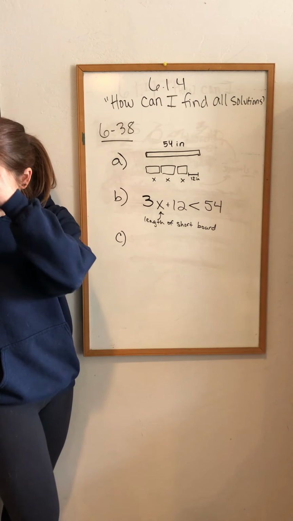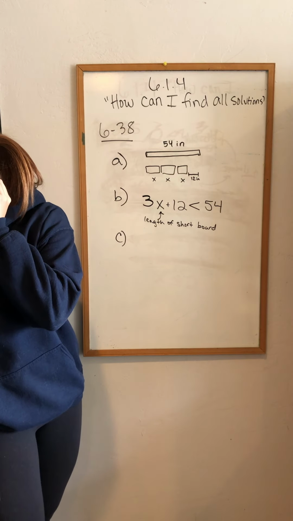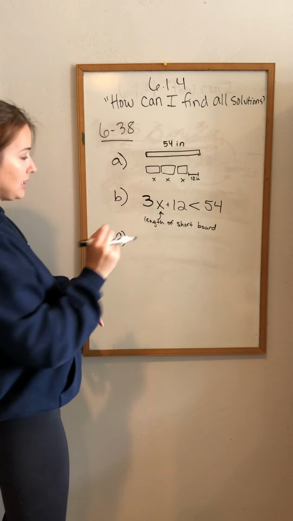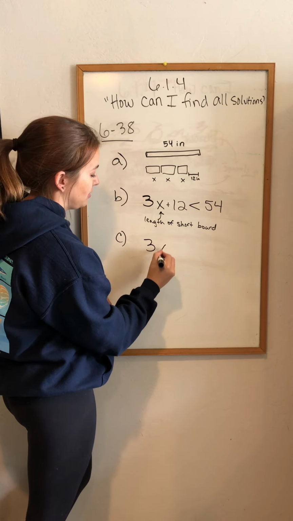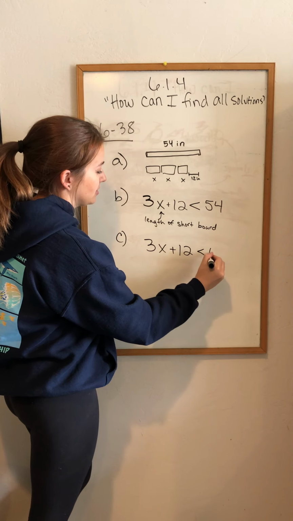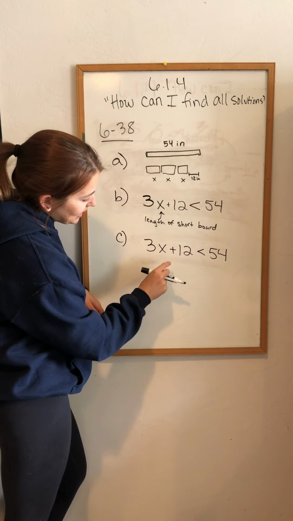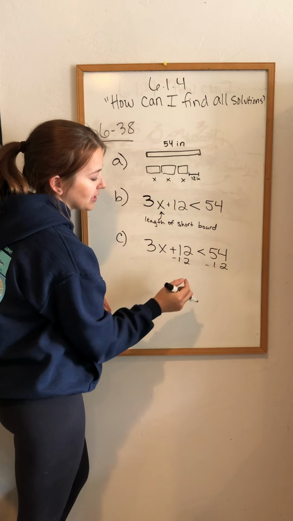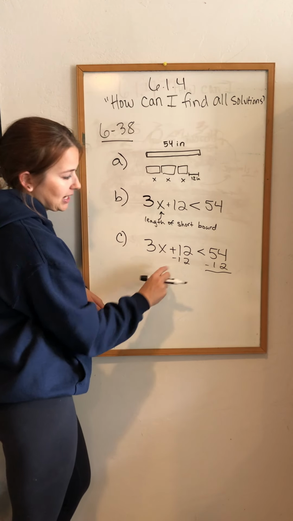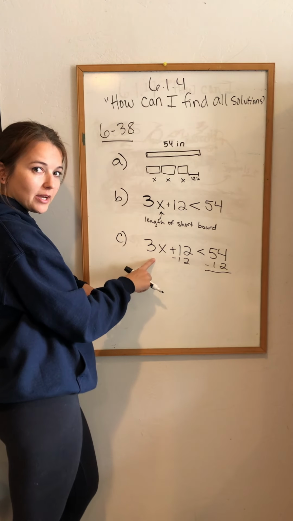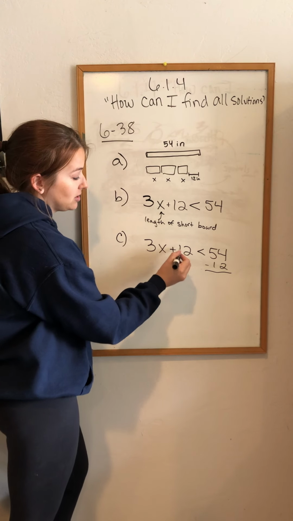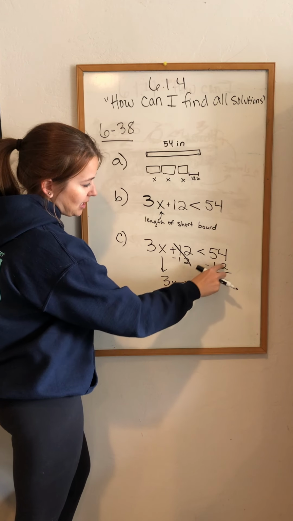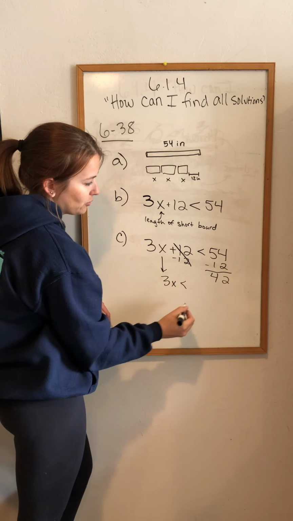So it says part C, what are possible lengths of the board? So what I did, I kind of wanted to solve it. So I took away 12 from both sides. So I treated this as like an equal sign. So I pretended that this was an equal sign, and I wanted to get rid of the 12s because I want X to be by itself on this side so I can solve for X. So those 12s go away. We're left with this 3X is less than 42.